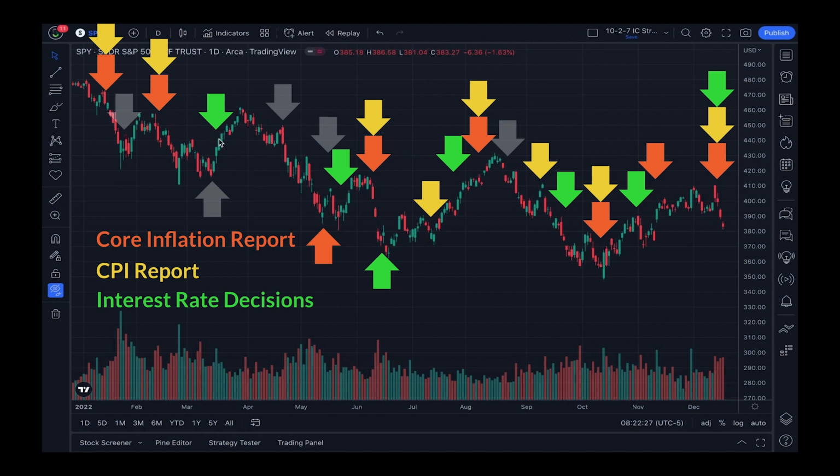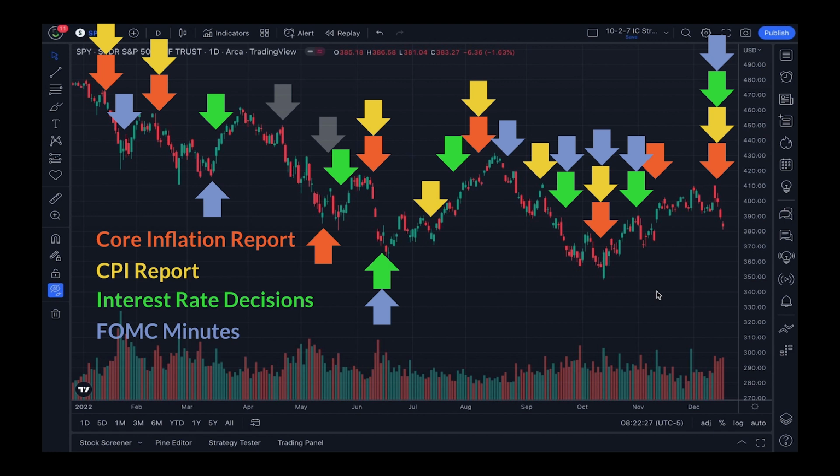So these interest rate decisions, you can see a move upward. Here's another one, a move upward. Right here, just very choppy, a lot of gaps here. A move upward, a move downward. And then here we got a gap up, move downward, and then another move downward. These are interest rate decisions.